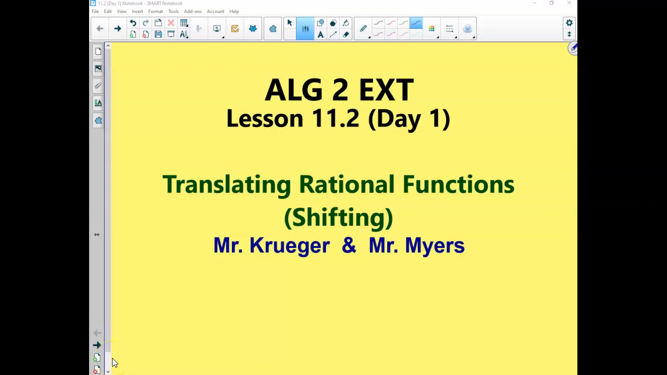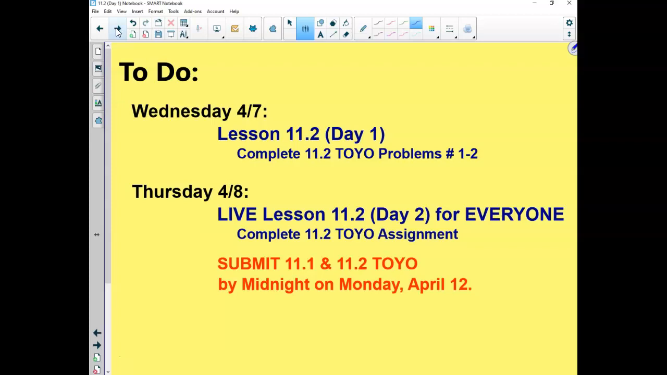Good morning, guys. Today we're moving on to lesson 11.2, day 1, translating rational functions. Basically, all that means is we are going to be graphing them in a new place in the coordinate plane. They're going to shift left or right or up or down or something like that's going to happen. So today is Wednesday. We're going to do this lesson day 1 today.